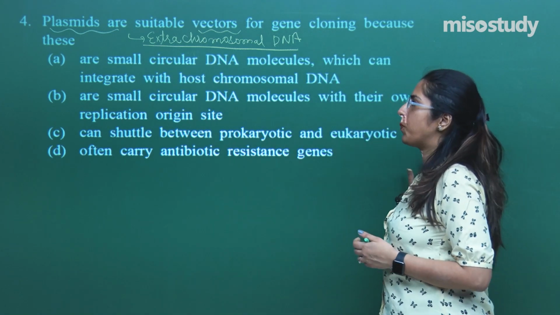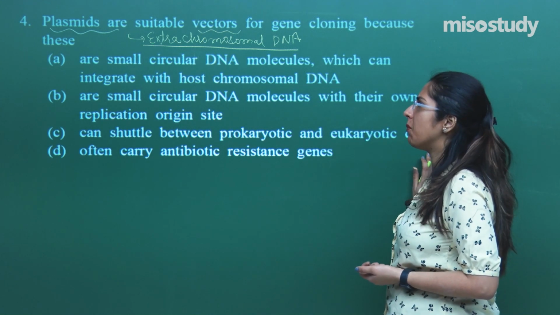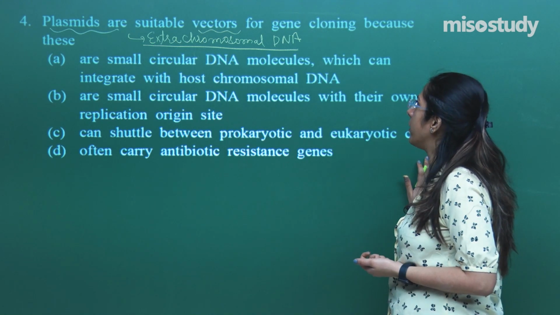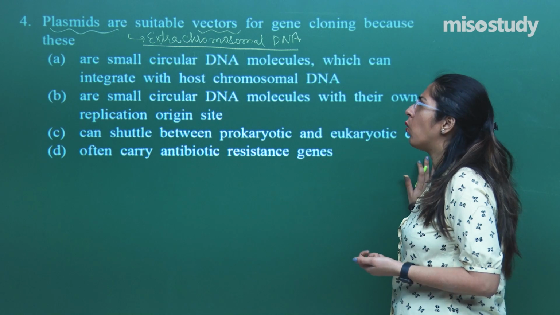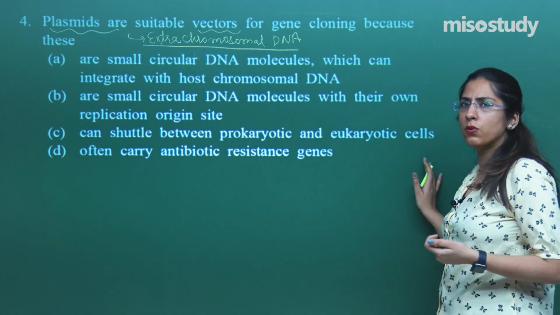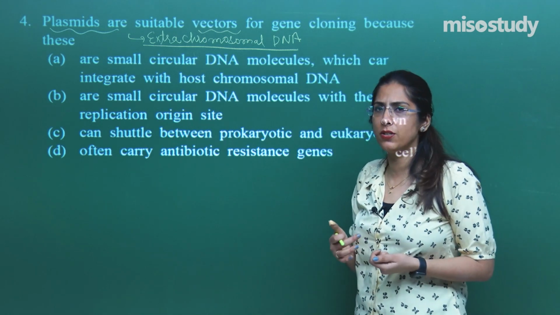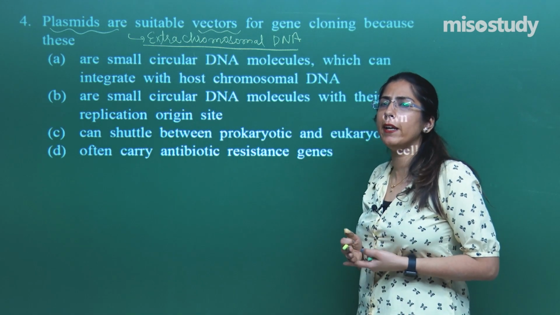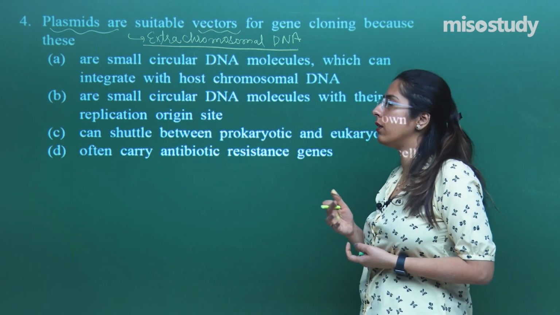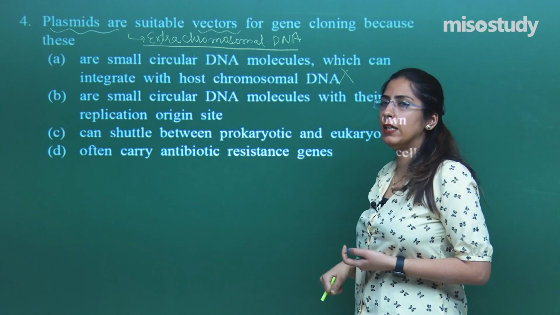Now, let us look at the options. Option A indicates they are small circular DNA molecules which can integrate with the host chromosomal DNA. Is that so? It does not integrate into them, they have their own replication origin. They replicate independently of our bacterial chromosome. So option number one is incorrect.